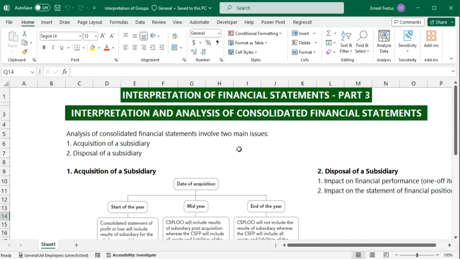So in this video, we are going to continue our discussion on interpretation of financial statements. In my previous video, we studied how to analyze the single entity financial statements, and at the end of that video, I promised to make a video on how to interpret and analyze consolidated financial statements. So that is what we are coming to do in this particular video.